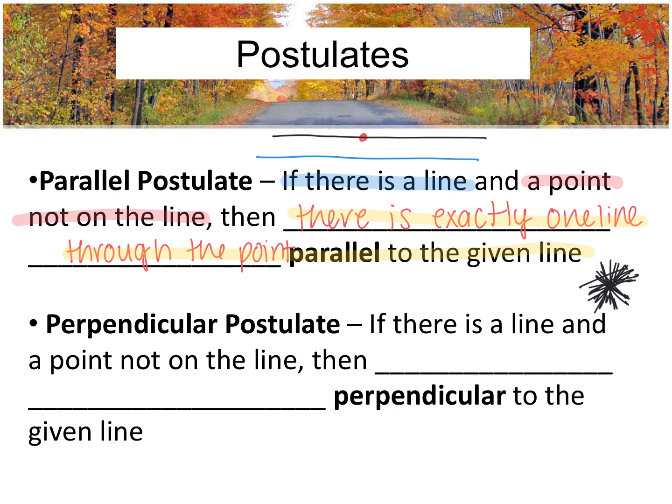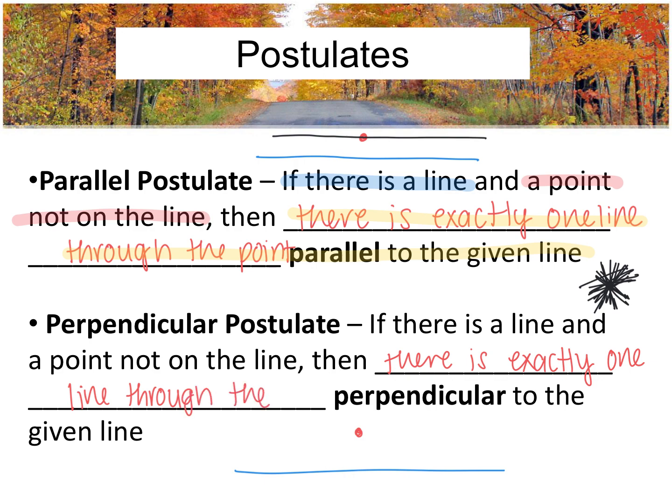Perpendicular postulate is similar, okay? If there is a line and a point not on the line, so similar concept, here is my line. Here is my point not on the line. Then there is exactly one line through the point perpendicular to the given line. So that means out of all those infinite lines, there is one that makes a perpendicular line. They're very similar, but because there is exactly one, they're telling me there's exactly one line, out of all the infinite lines, that is going to make it perpendicular. All right, questions, comments, concerns so far?